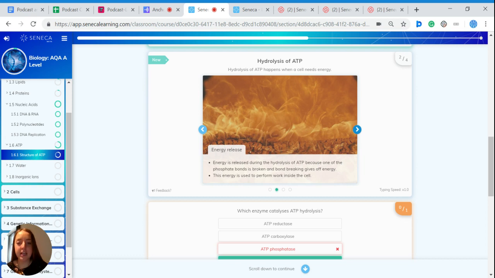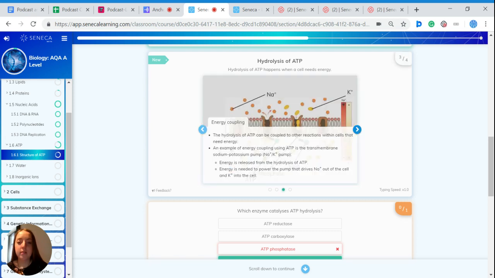Energy is released during the hydrolysis of ATP because one of the phosphate bonds is broken, and bond breaking gives off energy. This energy is used to perform work inside cells. The hydrolysis of ATP can be coupled to other reactions within cells that need energy.